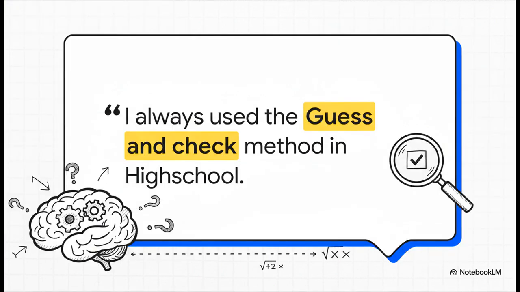Boom. Of course, the AC method isn't the only way to do it. As this Reddit user points out, a lot of us just learn by guess and check in school.